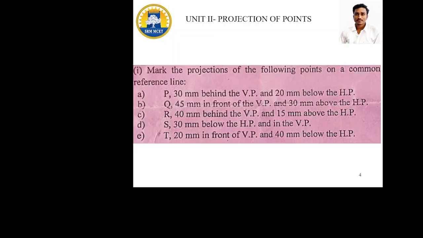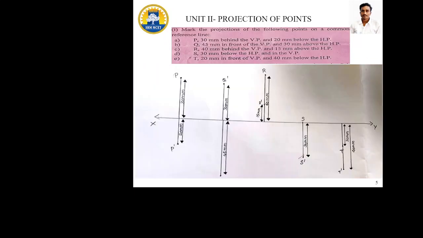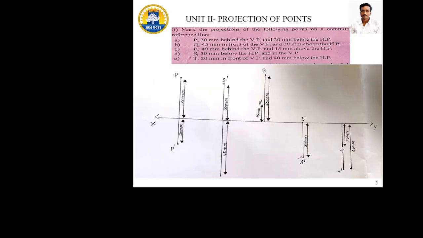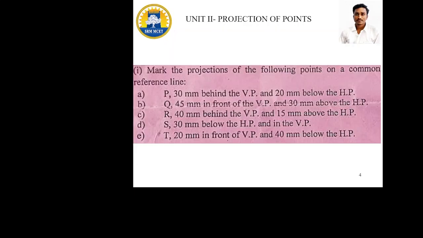And the second one is Q, 45 mm in front of the VP and 30 mm above the HP. So it is coming under the first quadrant. Third one, R, 40 mm behind the VP and 15 mm above the HP. It is particularly coming in the second quadrant. Fourth one, S, 30 mm below the HP and in the VP. It is placed on the vertical plane. And the last one, T, 20 mm in front of the VP and 40 mm below the HP. It is coming under the fourth quadrant.